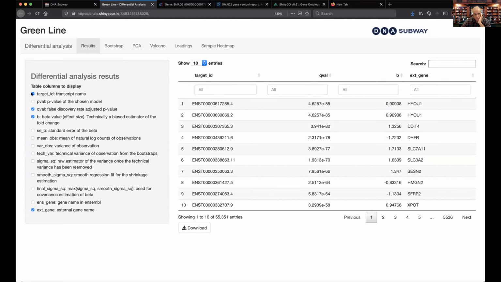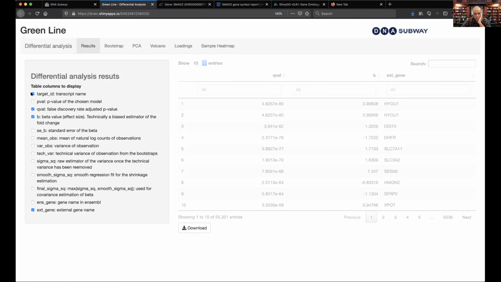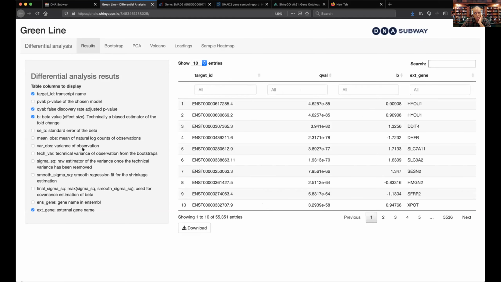So just like before, the target ID is our ID, and you can also add or subtract these columns however you would like. And really, to understand what some of these columns mean, like the variants, technical variants, all those different things, you'll have to read the paper. But what we have in front of us is sufficient. The Q value is a statistical test. It's a corrected statistical test, which is trying to tell you the significance of the observation.